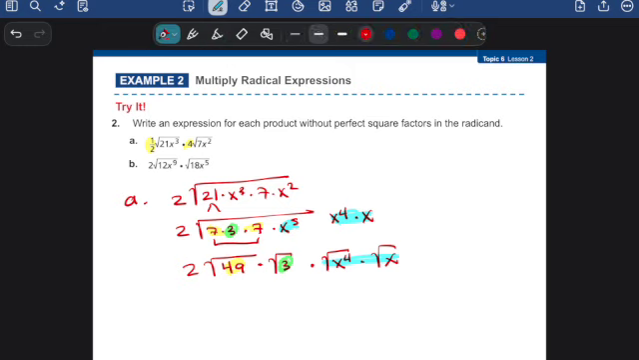Now I can simplify. So what's the square root of 49? There's a dot there. I'm going to show you the dot there too. Times 7 times, what's the square root of x to the 4th? I'll just reduce it, cut it in half by 2.